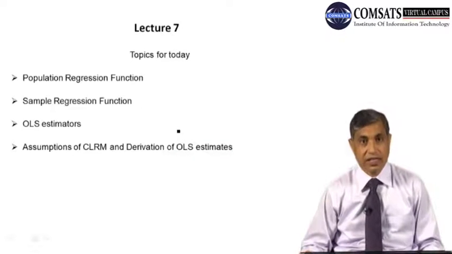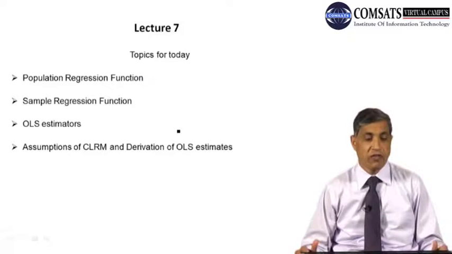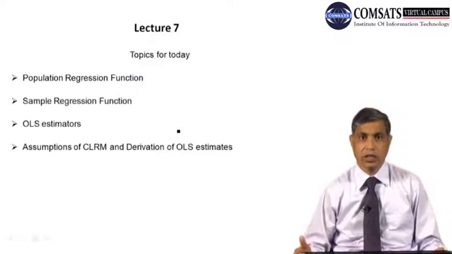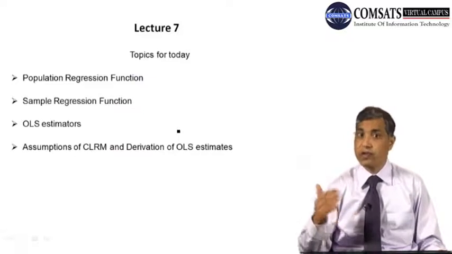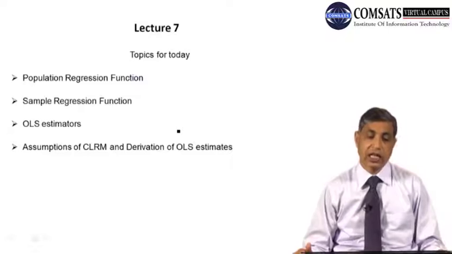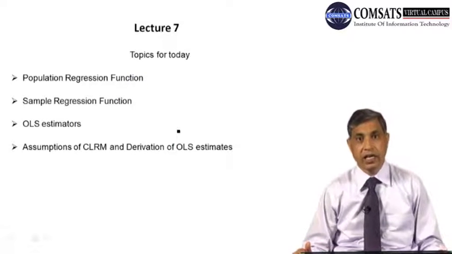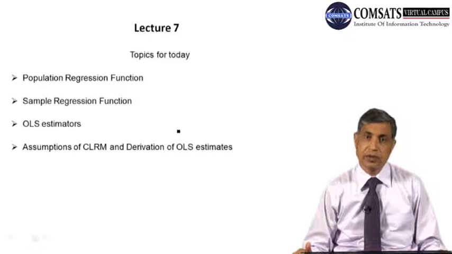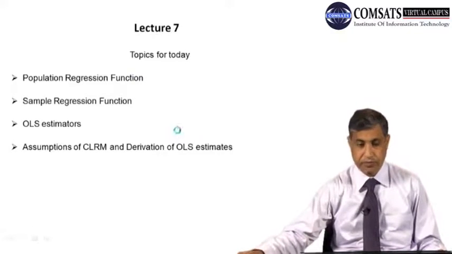Today we will continue this discussion, and let me start with what we are going to cover today. First of all, I just gave a glimpse of the population regression function. We will continue the story from the previous one, and we will be talking about what is the population regression function. Then we will talk about the sample regression function, OLS estimate. OLS means ordinary least square estimates. And at the end of the lecture, we will be talking about the assumptions of the classical linear regression model, and we may derive, and surely we will be deriving, the ordinary least square estimates.